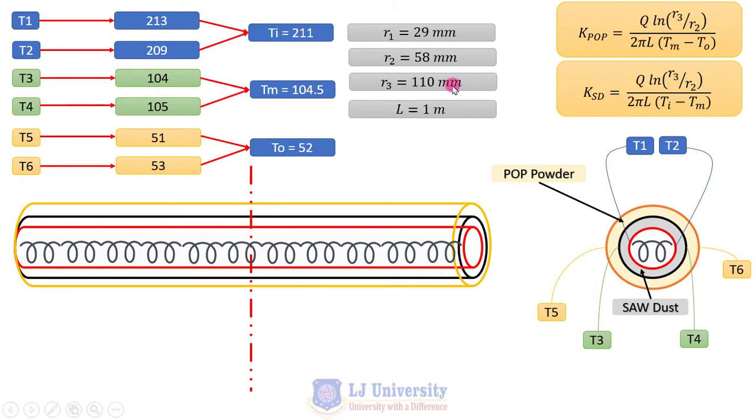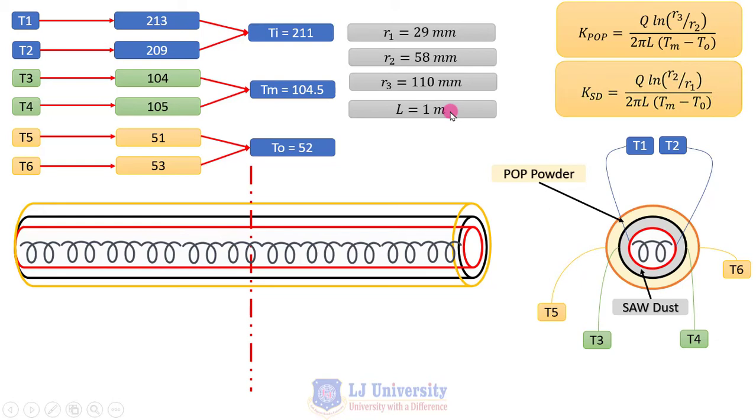Now there are some fixed parameters: the radius of the inner cylinder, R1, is 29 mm, the radius of the middle cylinder, R2, is 58 mm, and the radius of the outermost cylinder, R3, is 110 mm. The length of all the cylinders is taken as 1 meter.